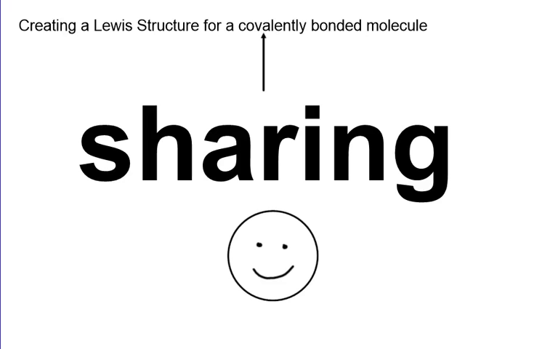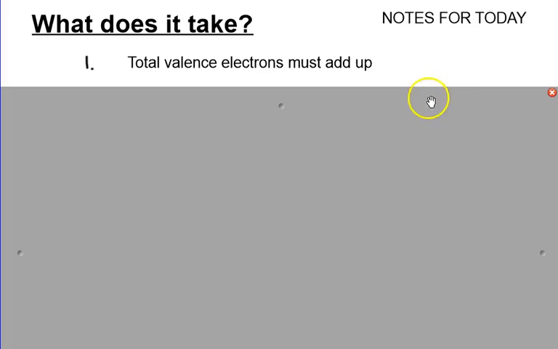Okay, today we're going to do creating a Lewis structure for a covalently bonded molecule. Covalently bonded molecule means that we are showing the bonds in the Lewis structure by using electrons, or electron pairs is probably a better way to say it. So let's go on, and I'm going to give you a little time to copy this down.